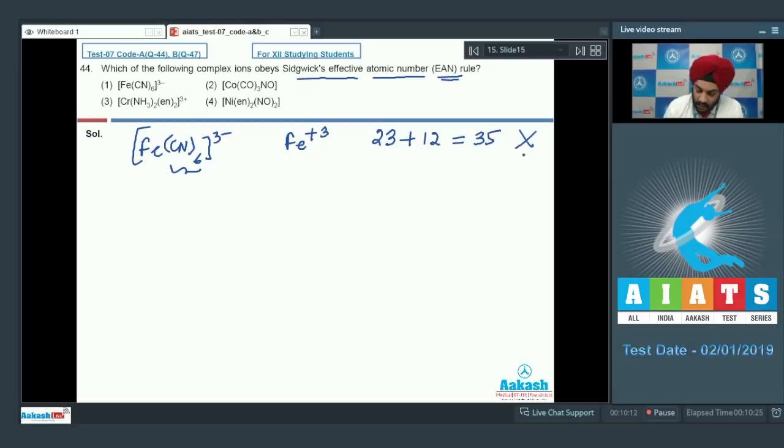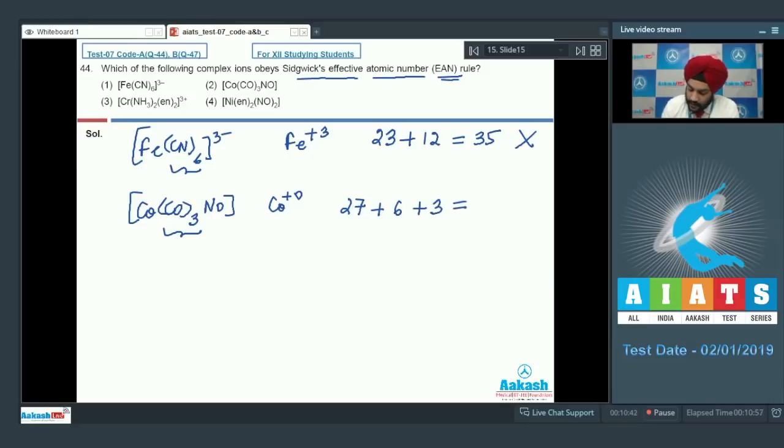If you look at the second structure now, we have Co(CO)3(NO). The whole complex is neutral, so we can assume that Co is present in a state of 0 in this case. The atomic number of Co is 27. So we have 27 electrons of Co, plus we have 6 electrons coming from carbonyl, so 27 plus 6, and then NO is a 3 electron donor. This is going to give us a total of 36 electrons. This structure follows the effective atomic number rule.